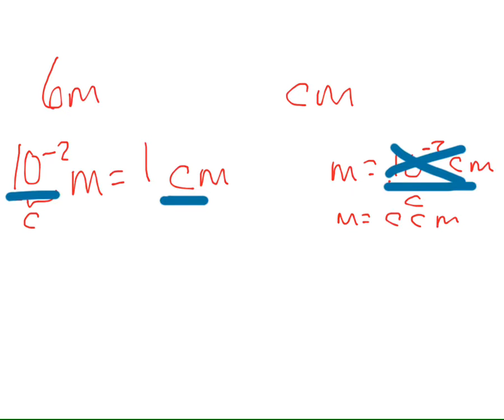Okay, so I'm going to have to set this up now. I want meters to cancel and leave me centimeters. So what goes on top, what goes on bottom? Well, meters is starting out here, so I have to put meters on the bottom. How many meters? 10 to the negative 2 meters on the bottom, and then 1 centimeter on top. So now my meters cancel. Perfect, as they should. And then you can punch that in your calculator.